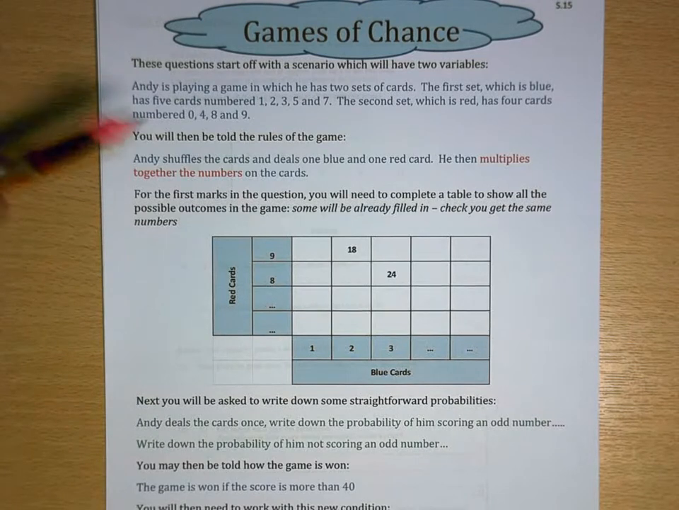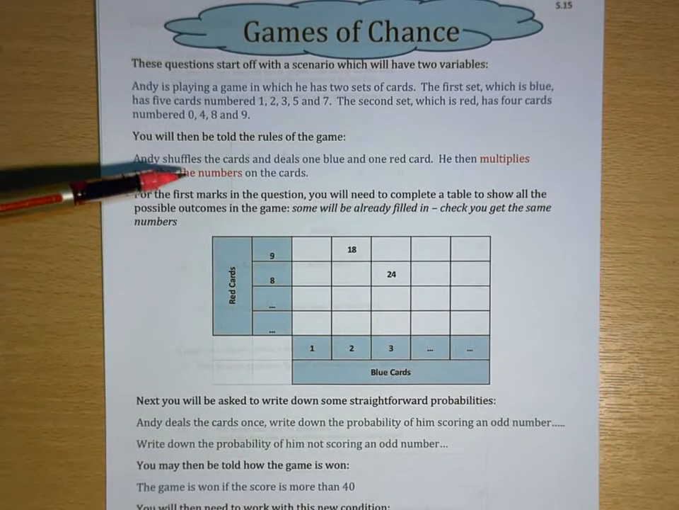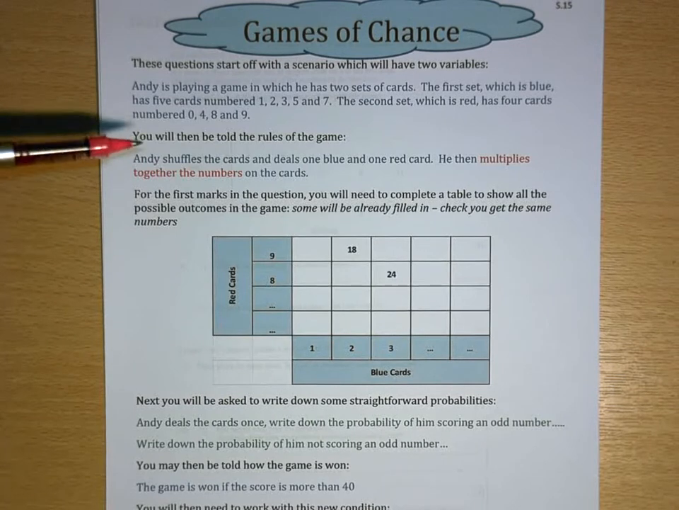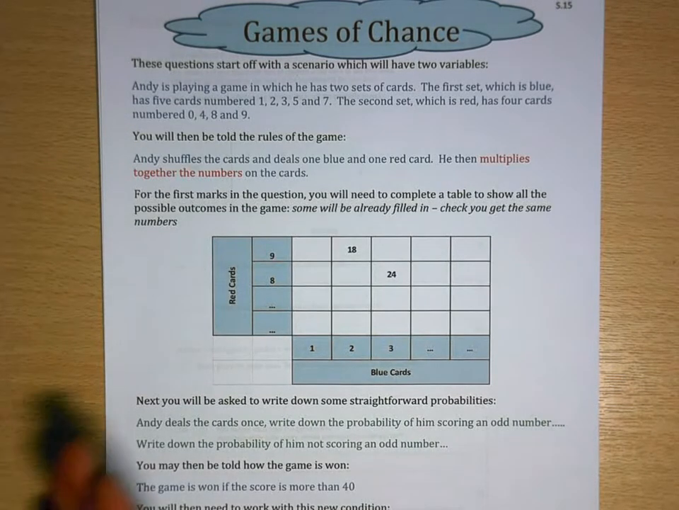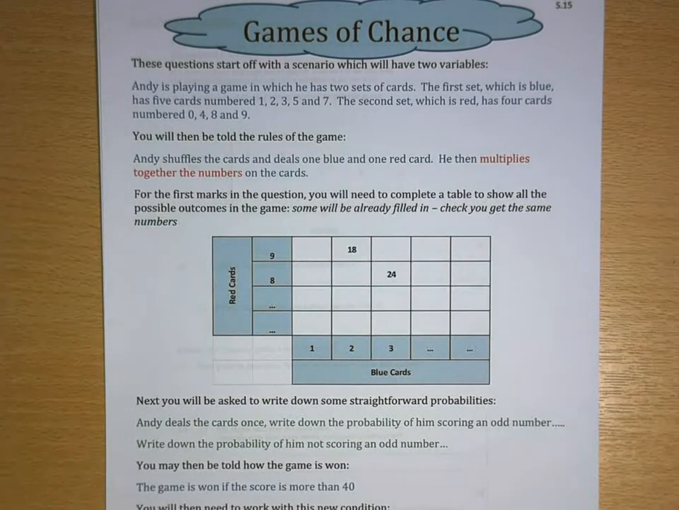Then they'll tell you how the game is going to be played. So Andy shuffles the cards and deals one blue and one red. He then multiplies together the numbers on the cards. So sometimes it'll be adding them, sometimes it'll be connecting them, sometimes subtracting. It can be whatever they want. In this case, it's multiplying the numbers.